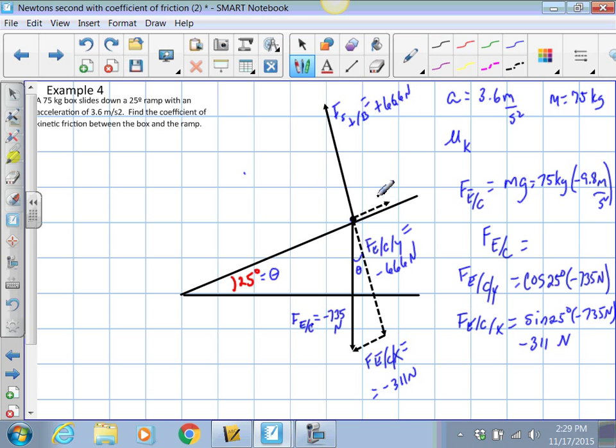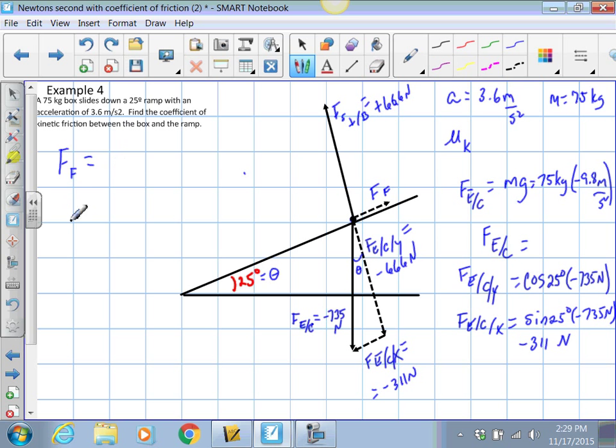And how about this force? Can we say that the force up the ramp is equal to the force down the ramp? No, because we've got an acceleration. So this force, which we'll call F friction, is equal to, how are we going to find that? The thing we used last time.